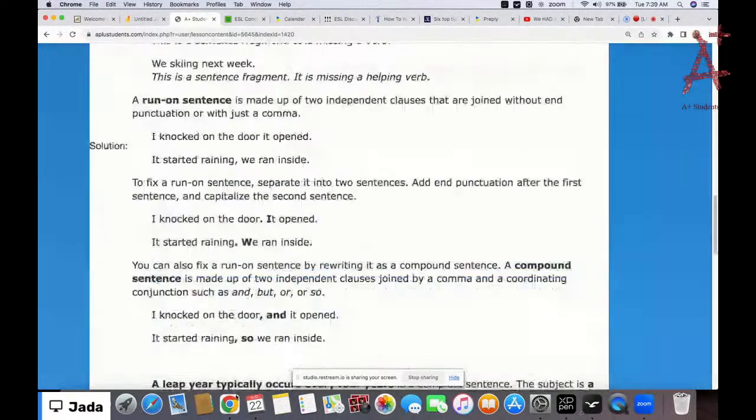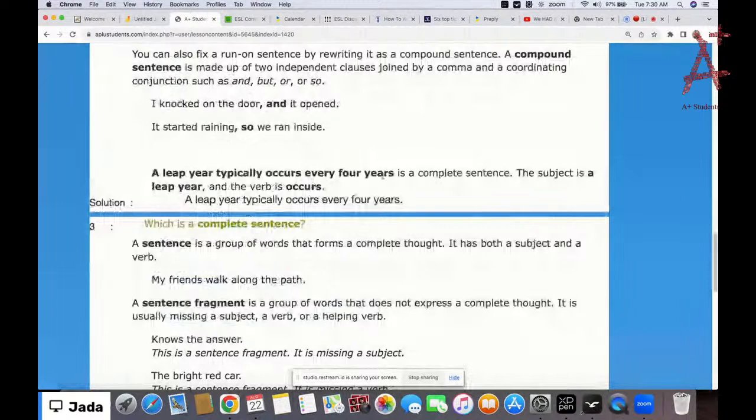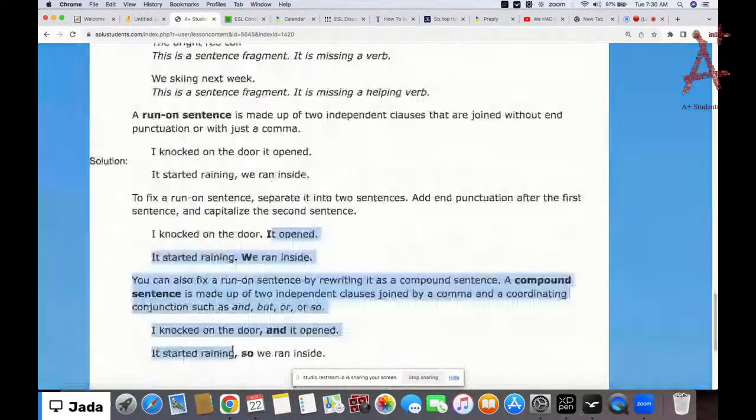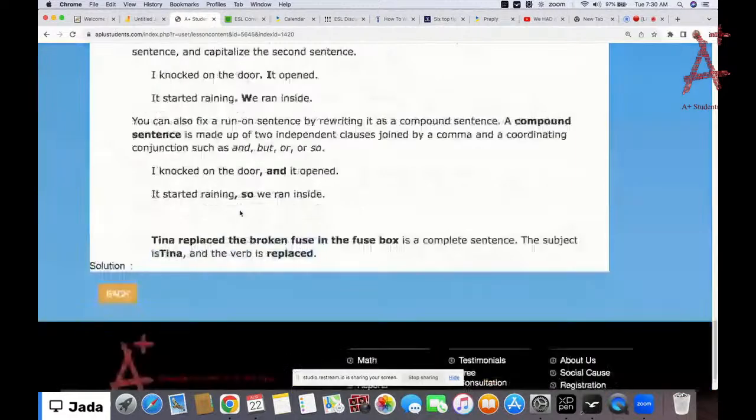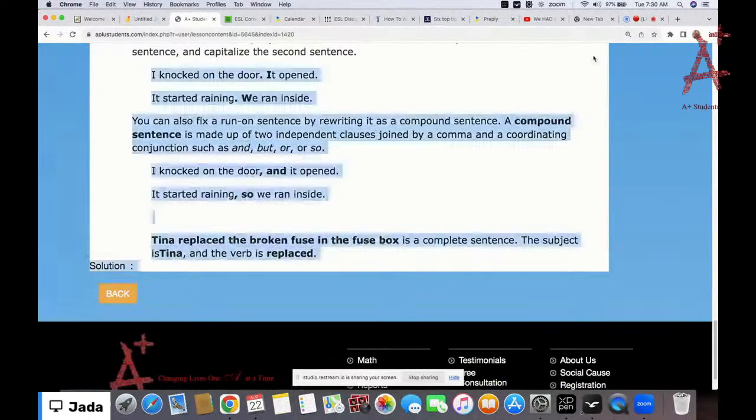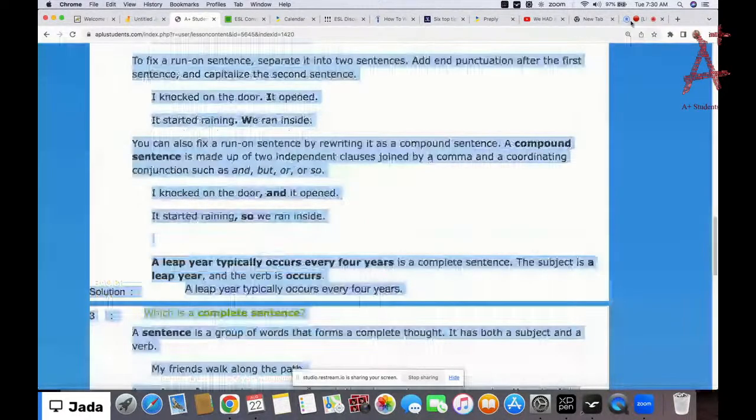So, a leap year typically occurs every 4 years is a complete sentence. A leap year is the subject, occurs is the verb. And then we have, Tina replaced the broken fuse in the fuse box. It's also a complete sentence because it has Tina as a subject and replaced as what she did. Okay, so let's see some more examples.